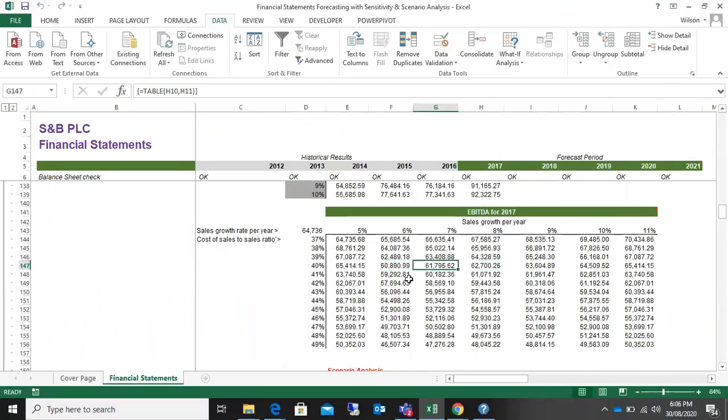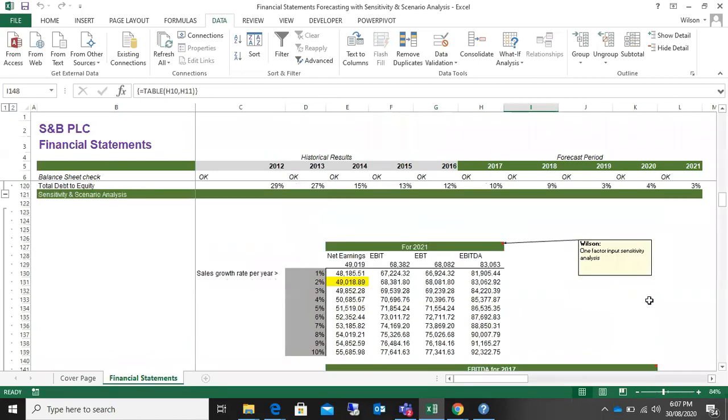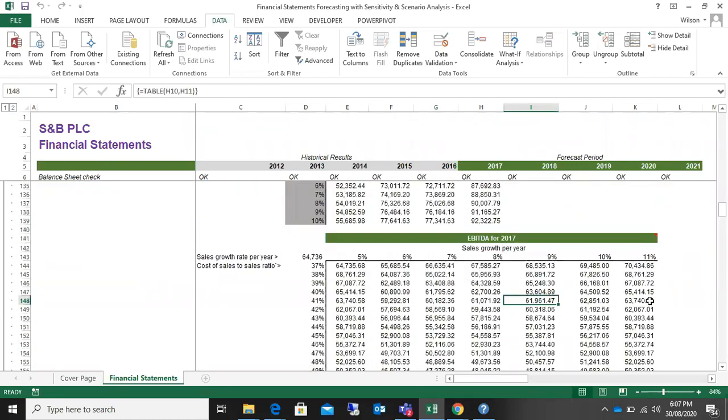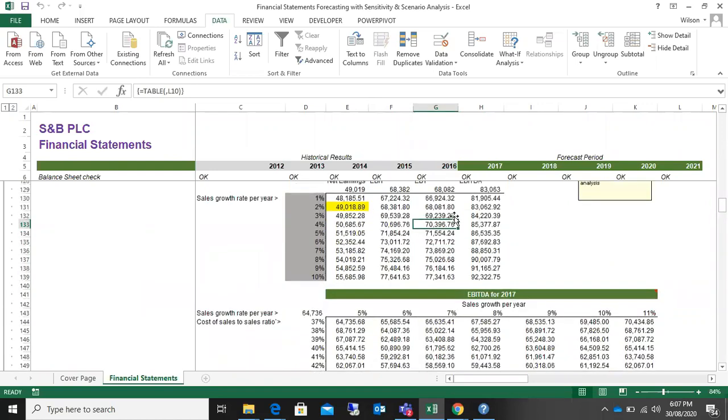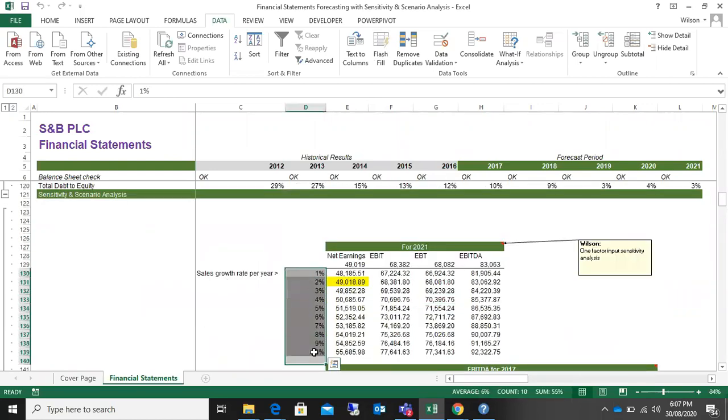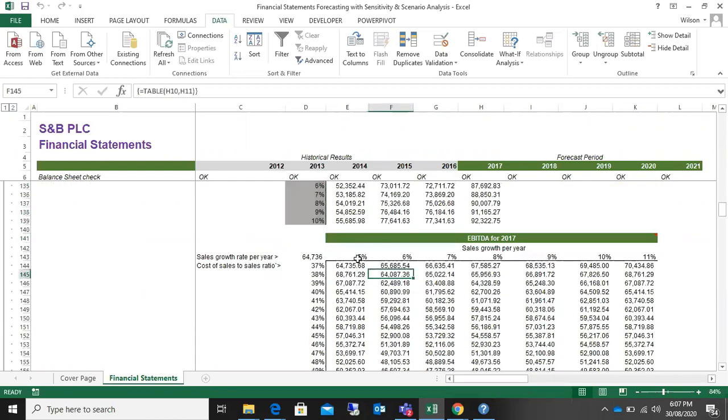All right. So how do you interpret this? Meaning that if the sales growth rate is 6% and the cost of sales to sales is 39%, the EBITDA will be 62,489. If it is 9% here and 41% here, the EBITDA will be 61,961.47. So that is how you do sensitivity analysis for one factor input, where you are selecting only the sales growth rate, and two factor input, where you are selecting sales growth rate and cost of sales.